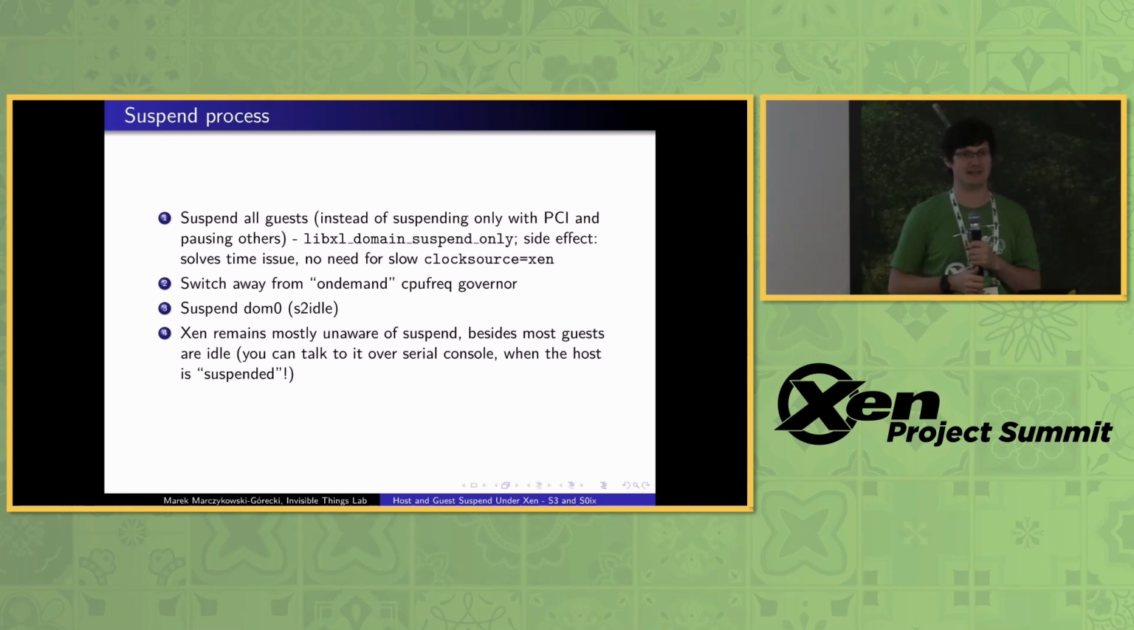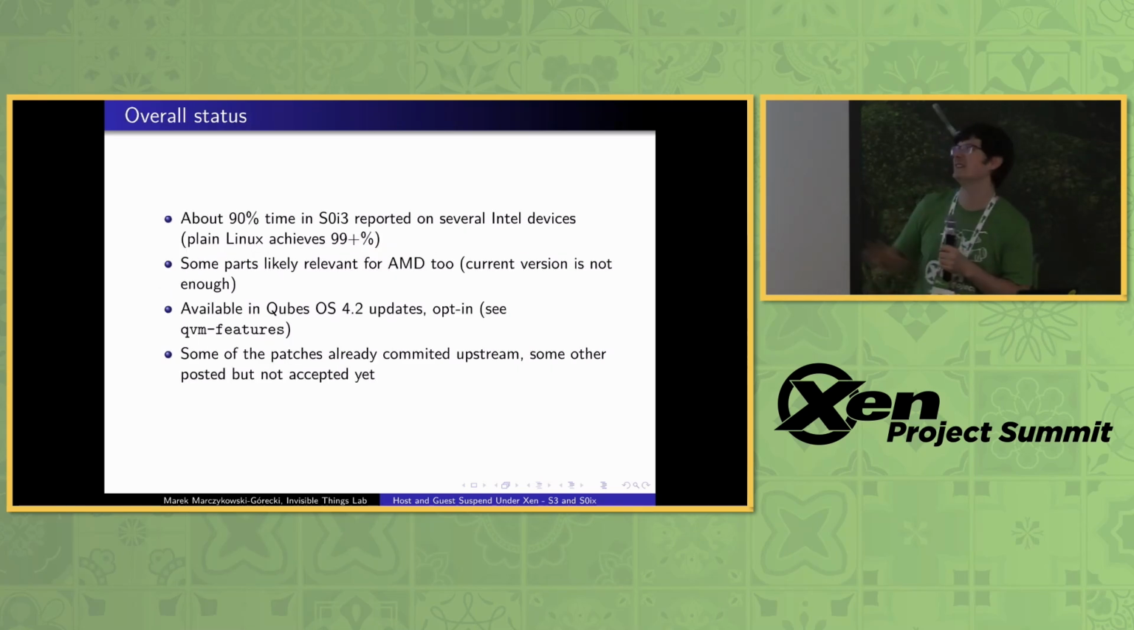There are probably some parts in Xen that need to be adjusted to sleep even more, because the end result is we get about 90% of S0i3 residency. It's not as good as native Linux. We tried to find what actually is the problem, but we didn't complete this, and it needs some more work. We have some suspicion it is about the scheduler, but I don't know.